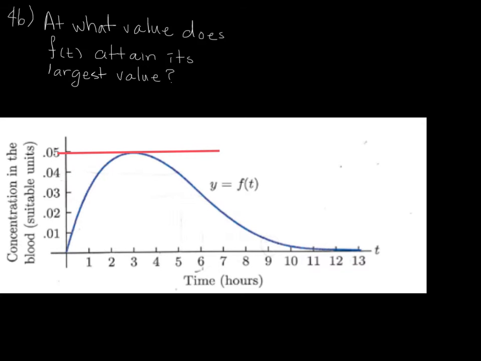The next question is, what input value gives us the output value of 0.05, namely the maximum? Looking at the line coming down from the maximum value of the function, we see that 3 is the input value that will output the largest value of the function, 0.05. So our answer is 3. Or more specifically, t equals 3.